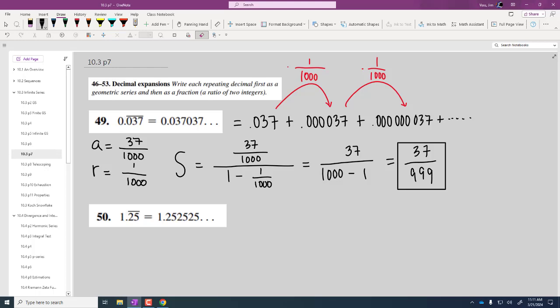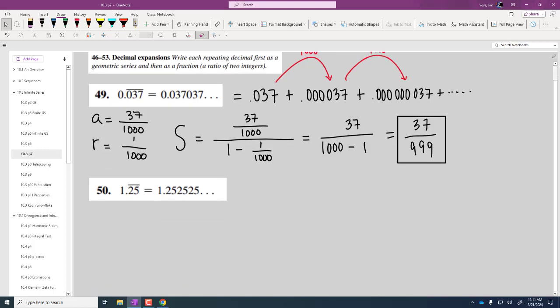So you could do the algebra way, but now we're in calculus. We're going to do the clever calculus technique instead of the algebra technique. The algebra technique's cool, but this is cooler. Treating it like a geometric series. So let's try this one.